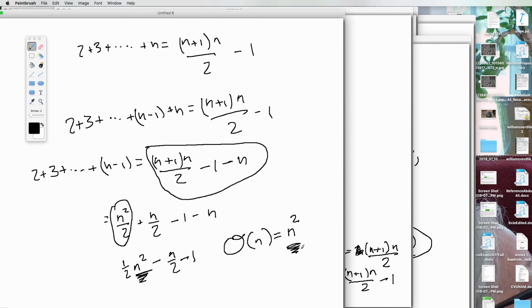And you may recall that we said a while ago that we're going to be looking at what are called the elementary sorts. And the reason why they're called elementary sorts is because they all have a time complexity of n squared.